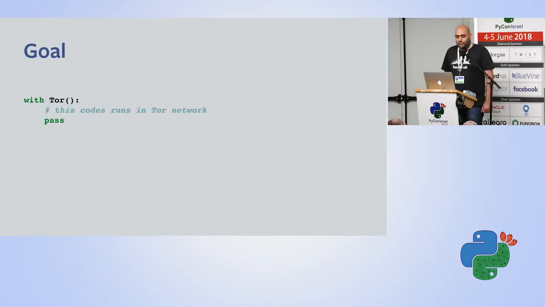Our goal for this talk is to be able to do something like this: basically use a context manager in Python, just with Tor, and have everything automatically inside that context manager go through Tor, or whatever other container that does networking stuff for that matter.